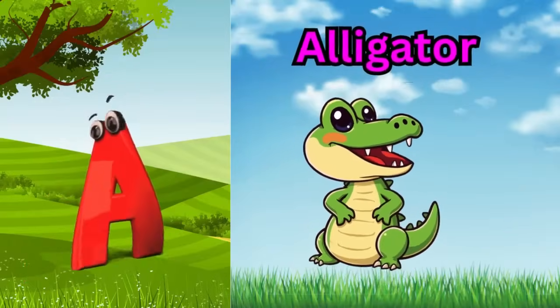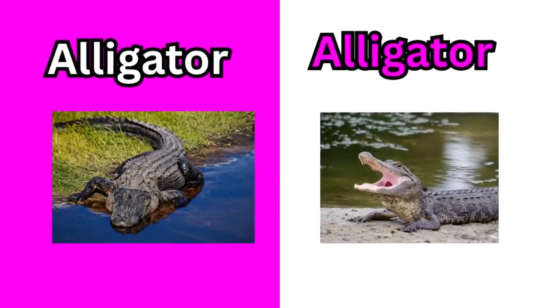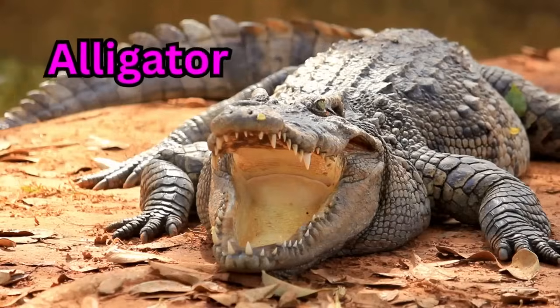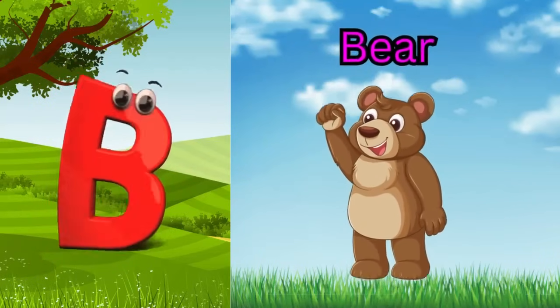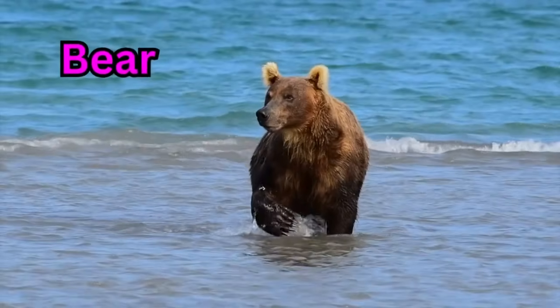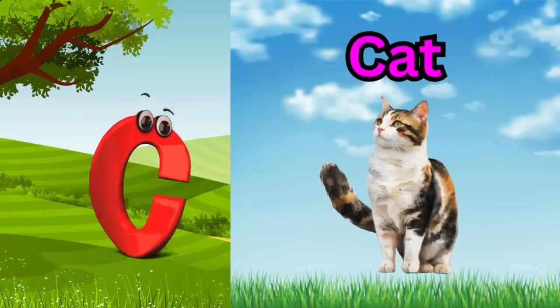A is for alligator, alligator. This is alligator, alligator. B is for bear, bear. This is bear, bear. C is for cat, cat.